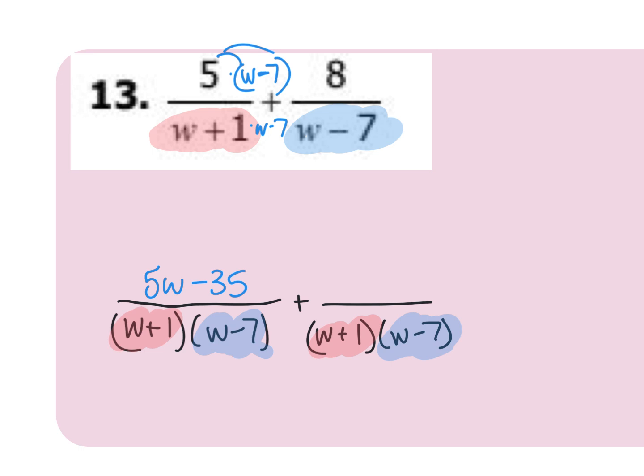I want you to pause the video here and see if you can work this problem from there. Because I think you're going to be able to see that it works pretty similar to the previous one, just a little bit different. So pause here, finish this one up.